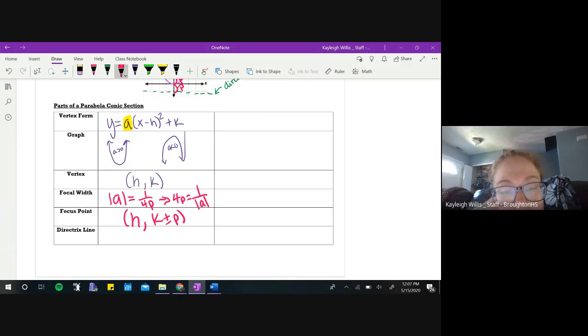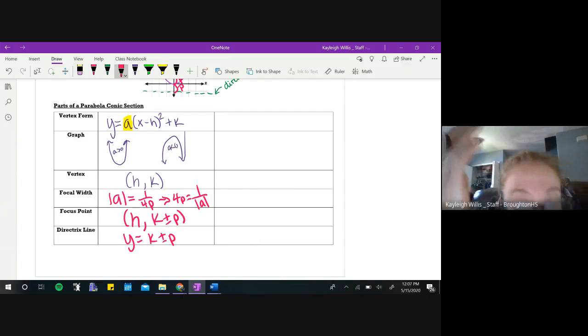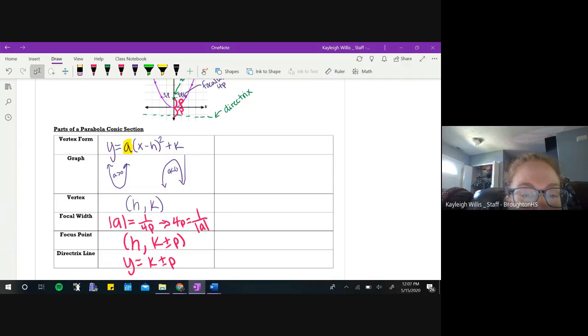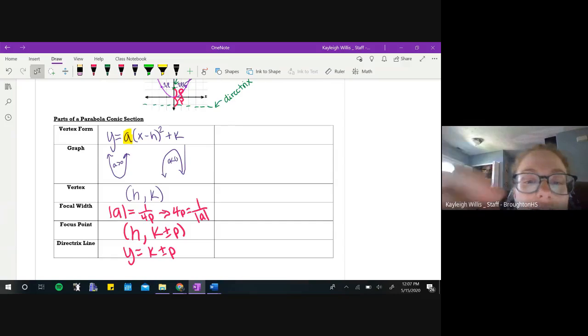And then the directrix for this kind of parabola is always going to be a Y equals line. And all it is going to be the opposite of whatever you did here. So it's still K plus or minus P. It's the Y value because it's Y equals, but it's going to be different from the focus. So if I added to get the focus, then I'm going to subtract to get the directrix. Okay, so it just depends on which way it's opening, that plus or minus. It's going to make way more sense when you get examples, I promise.